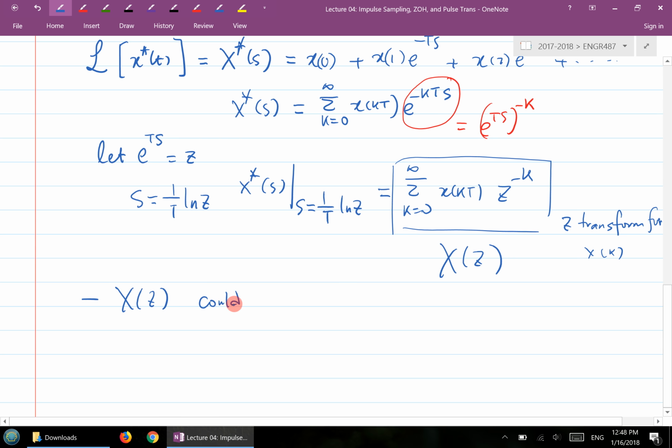Let me write it maybe here. It could be obtained from x star of s by letting s equal to 1 over T ln z.